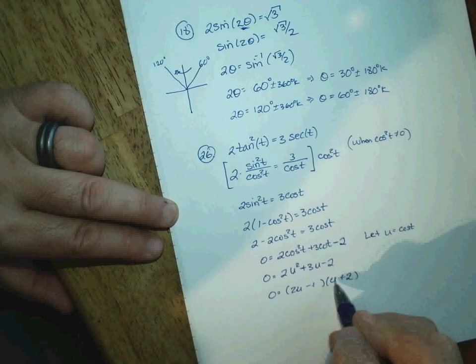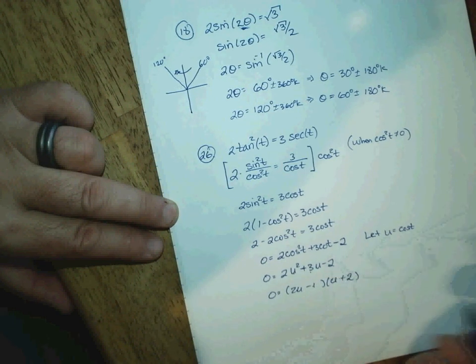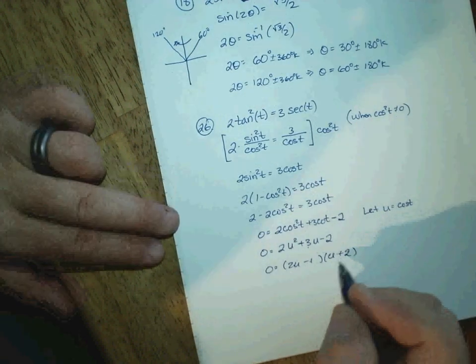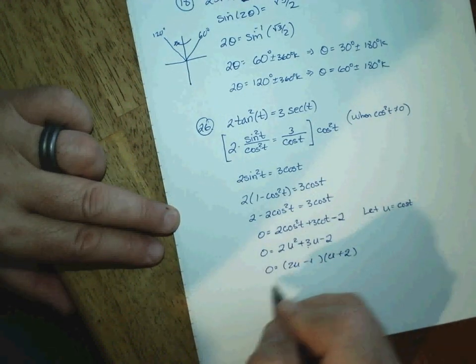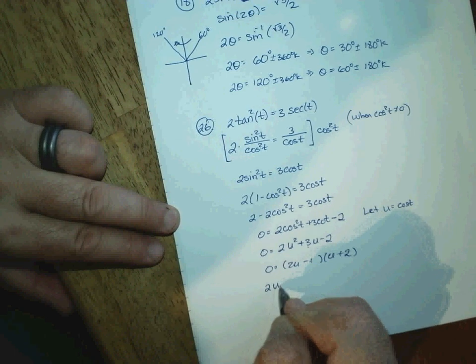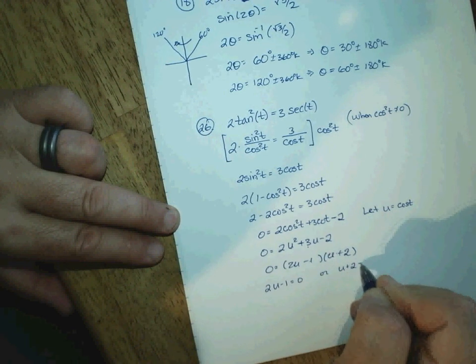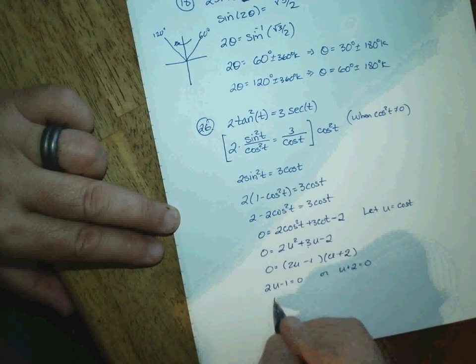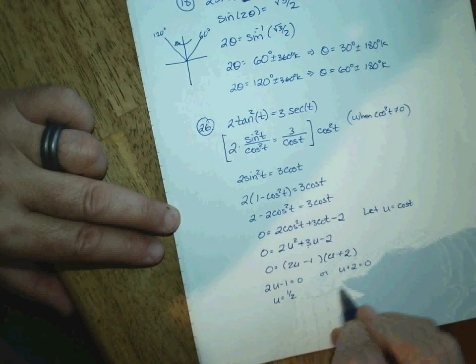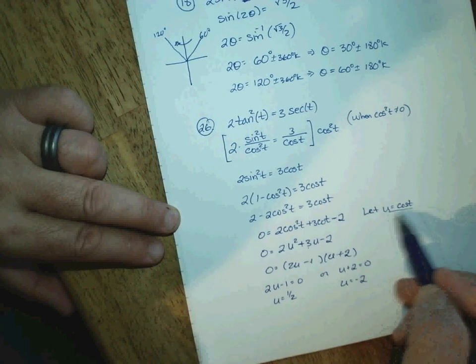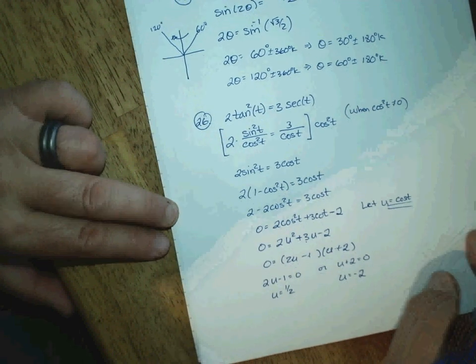Let's see if this works. 2u squared plus 4u minus u is a 3u minus a 2. There's my factored form. And once I have it in its factored form, I can set each of the factors to 0. And so u, when I solve here, is a half, and u, when I solve here, is negative 2.